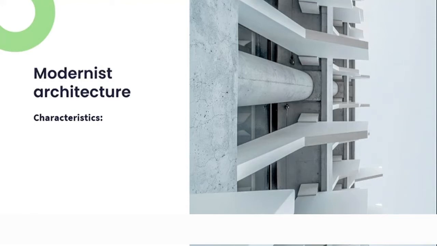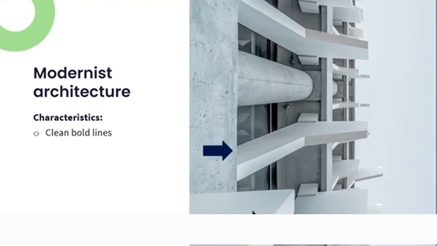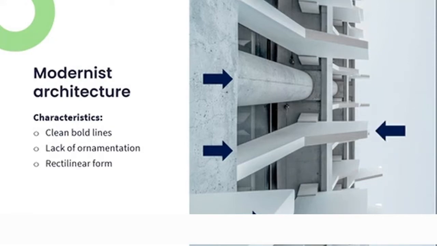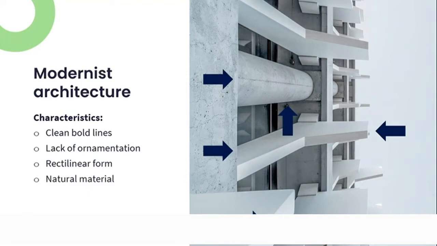So the characteristics that you are looking for is, I can see very clean and bold lines in the way the building has been constructed. Obviously, there is a lack of detail and ornamentation on the building as it's very clean and simple. Can you see the rectilinear form in the structures protruding from the front of the building? And I can also see the use of natural materials in the concrete finish that has been left exposed. Did you guys pick up these features? I hope so. If not, you are welcome to use this to jot down in your sketchbooks anyway.